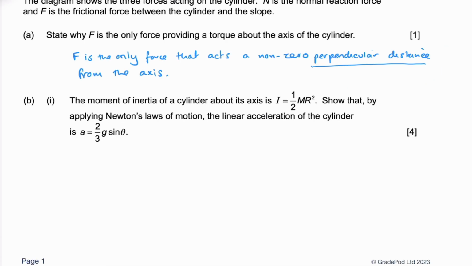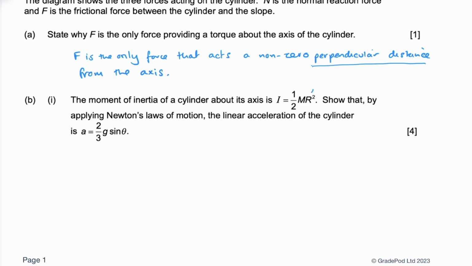B1. The moment of inertia of a cylinder about its axis is this. And remember, I did tell you, you'll probably be given the formula for the moment of inertia. You don't really have to remember them. It's useful to, but you don't have to. Show that by applying Newton's laws of motion, the linear acceleration of the cylinder is a equals 2/3 g sine theta. This is one of the difficult problems I was talking about in step 1, and you can see it's worth 4 marks. But it's the same process every time, and this is not the first time we'll be seeing this question.